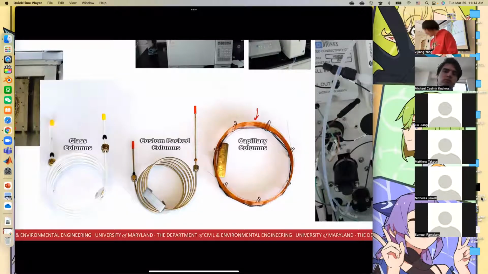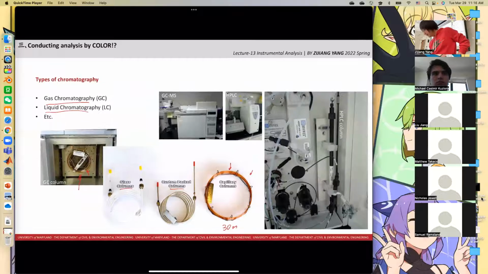In this case, as far as I know, this is about 30 meters in the column, in the GC. And the stationary phase is the inner surface of this tube. So we didn't add anything into this tube, but we just use the inner surface of the tube as the stationary phase. And we also have some other columns. This is the GCMS. And we also have HPLC, which is a liquid chromatography.